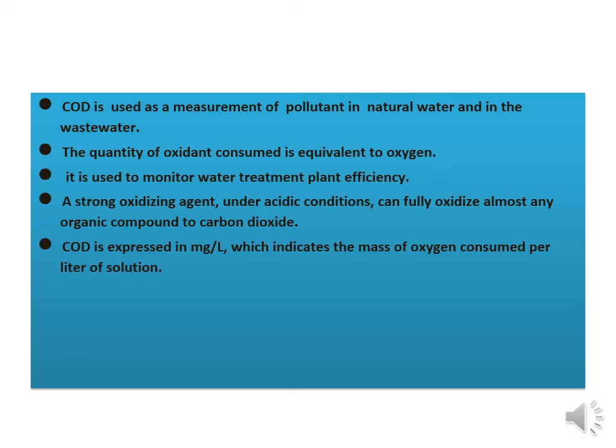Now if we move toward the question of how we measure it, we use different types of titrations to measure COD, mostly redox titration, in which we use strong oxidants like potassium dichromate, and the quantity of oxidant used is given as the amount of oxygen present in a reservoir. The titration of COD is carried out in acidic medium, and it is expressed in milligram per liter, which means the mass of oxygen consumed per liter of the solution.